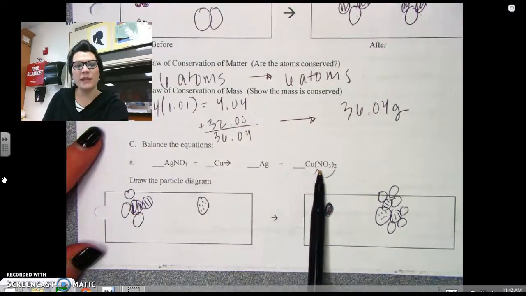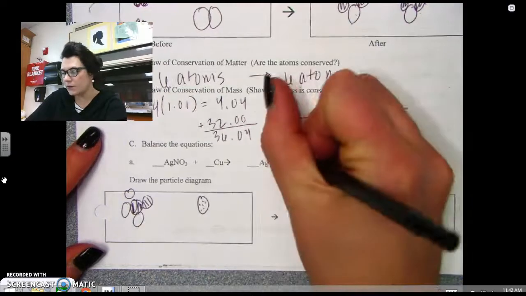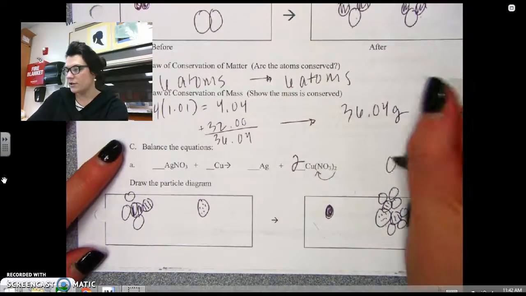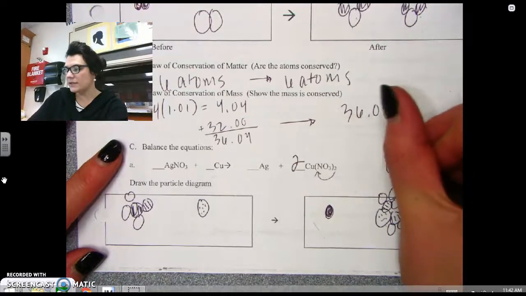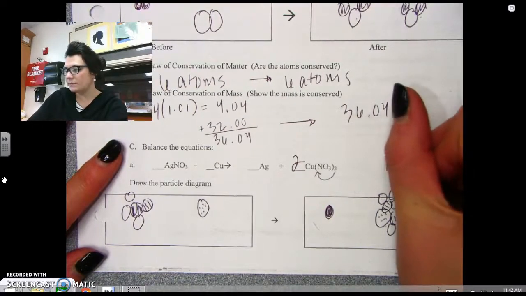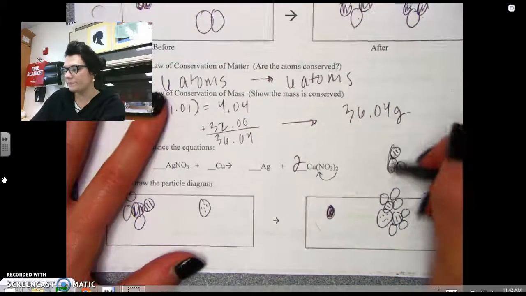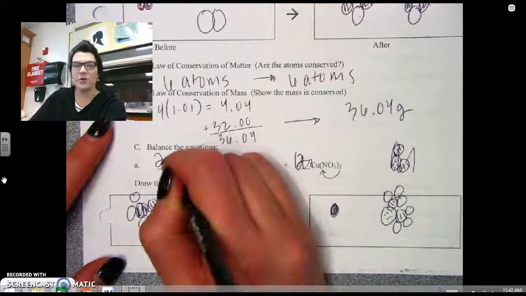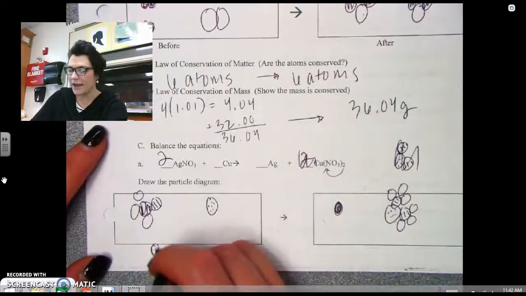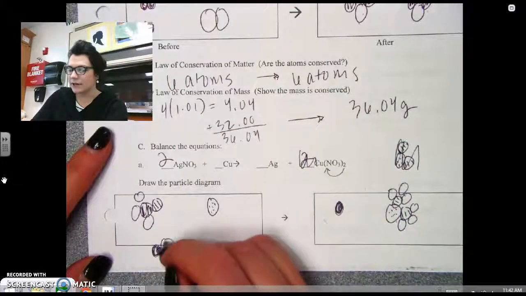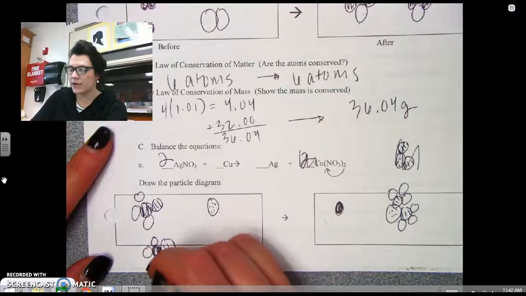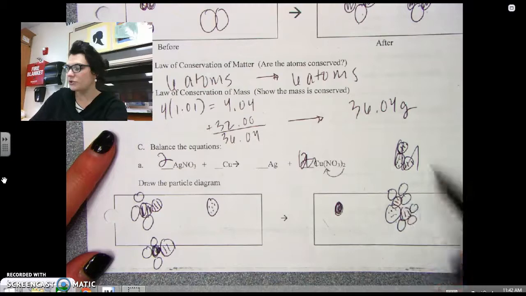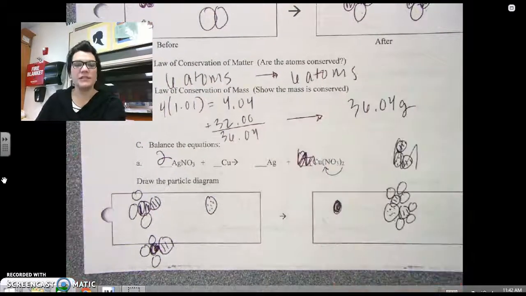So how am I going to make this 2 nitrogens? Well, I'm going to put a 2 out front, which now means that I have 2 of these guys. Oh, I'm sorry, I did it backwards here. I apologize. The 2 needs to go here. I'm getting ahead of myself. So now I have 2 nitrogens and my 2 nitrogens here. So nitrogen is now balanced.